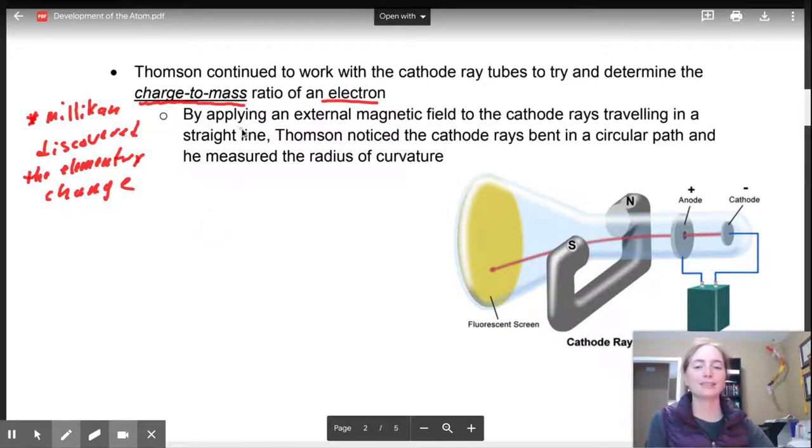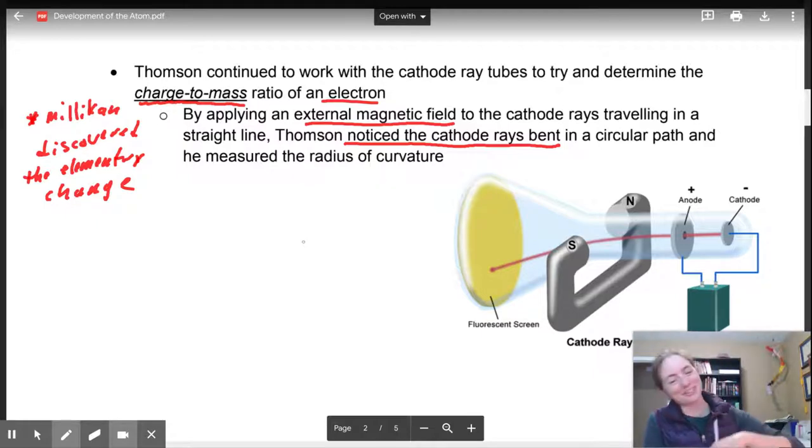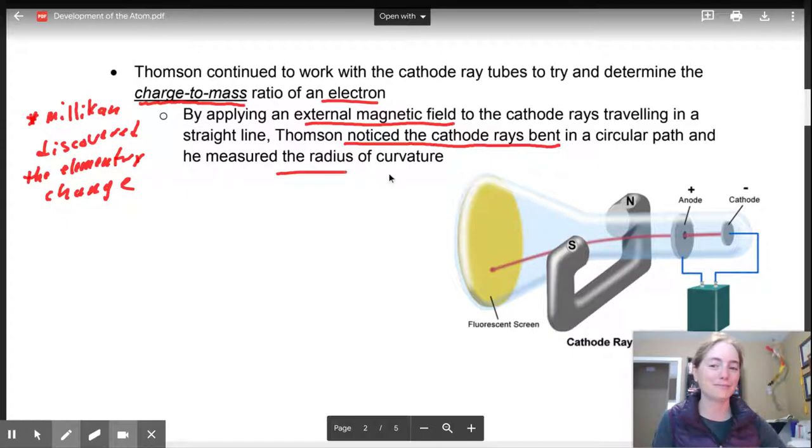So what Thomson did is he would apply an external magnetic field to the cathode rays, and as they were traveling in a straight line, he would then notice how the cathode rays bent in a circular path. Does this sound familiar, guys? Yep. Back to forces and fields, unit 2. And then he'd measure the radius of curvature. Well, why is that handy?